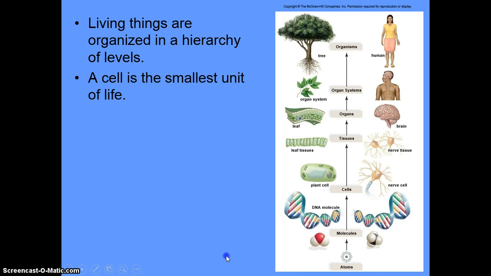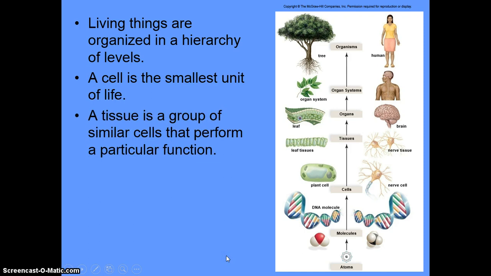The cells are the smallest unit of life. And a tissue is a group of cells that are similar and have a similar function. And we put those together and form a tissue. So here we have a nerve cell making up nerve tissue, or a plant cell making up leaf tissue.